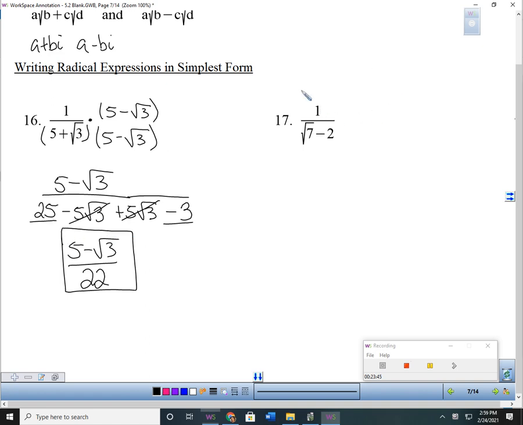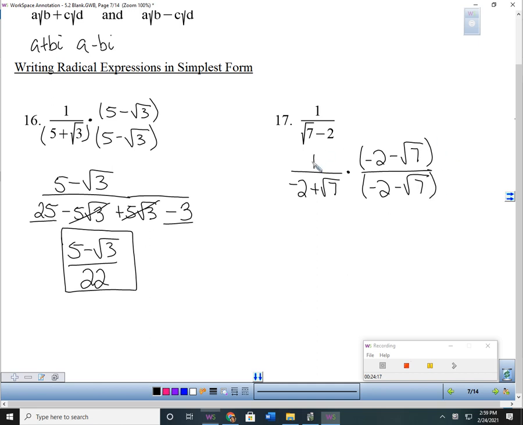Now on number 17, your root's in the wrong spot. You always want it to be the second one, so I'm going to rewrite this and put the negative 2 in the front and the positive root 7 at the back. If you don't do that, you end up changing the wrong sign, right? When you just have one root, you want to change the sign that's in front of the one root. So I'm going to multiply by the conjugate, which would be negative 2 minus the square root of 7 over negative 2 minus the square root of 7.